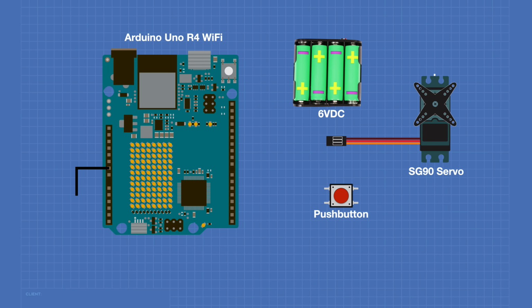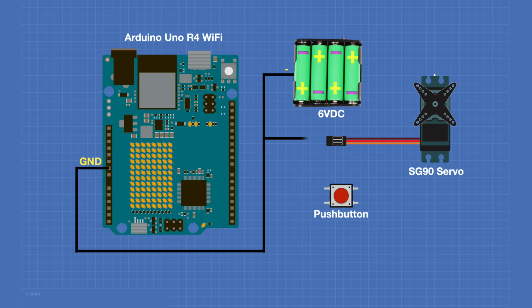We'll begin by connecting a ground connection from our Arduino to the negative connection of the 6-volt DC servo power supply. We'll also connect that ground connection to the ground connection on the servo. On most servo motors, this will be a brown wire. We'll connect the positive side of our 6-volt power supply to the positive side of the servo. That'll be a red wire on most servo motors.